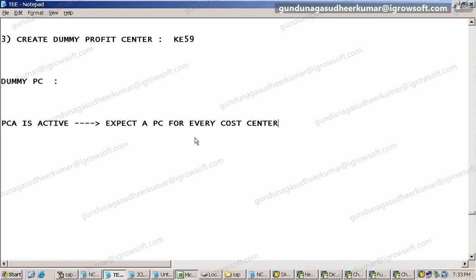But it is not correct, na? Suppose we have our head office. Our head office, what do you think? Will it come under Hyderabad, Bangalore, or Delhi?